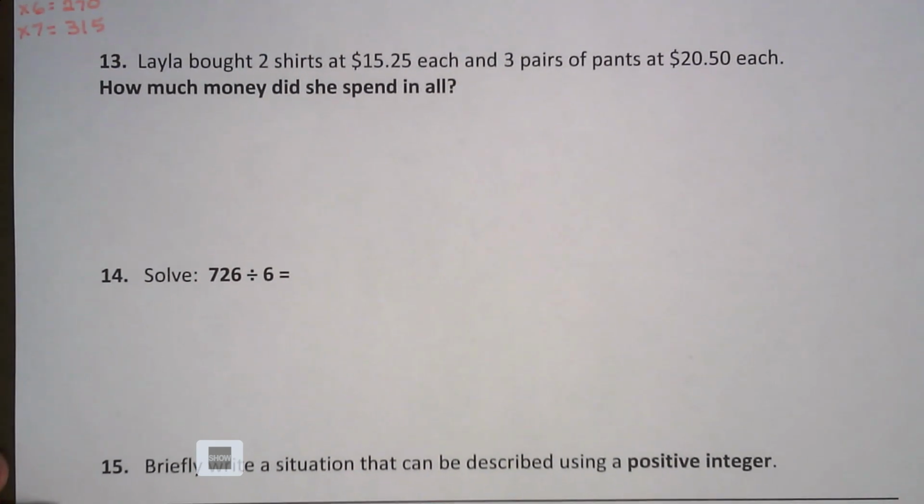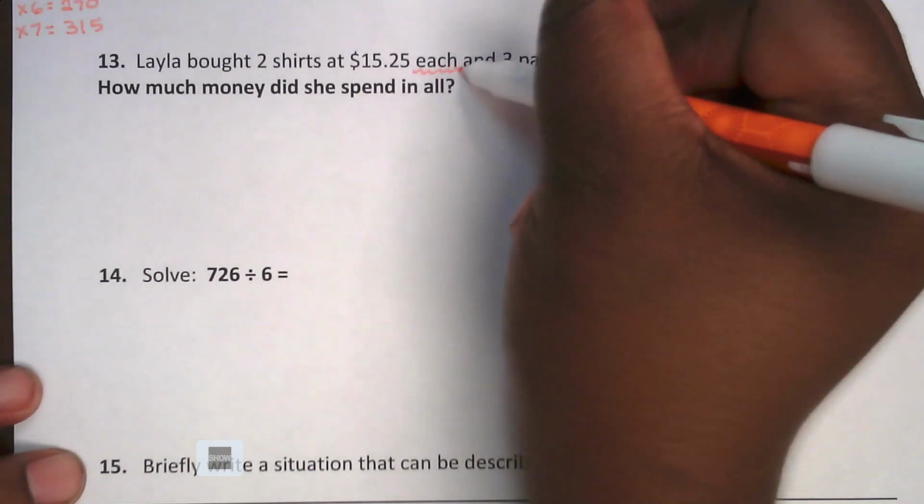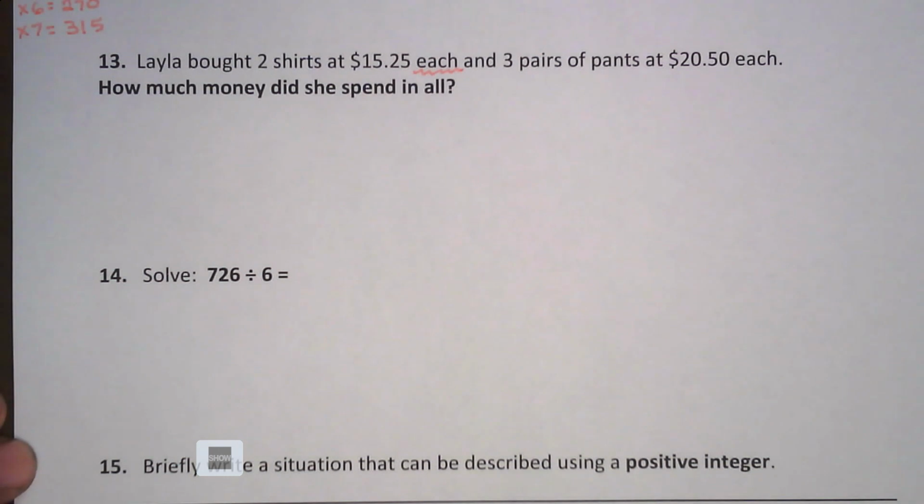Number 13, Layla bought 2 shirts at $15.25 each. And I'm going to squiggly underline that, each. And 3 pairs of pants at $20.50 each. How much money did she spend in all? Now, I squiggly underlined those eaches because I have to keep in mind that if I'm buying 2 shirts at 15.25, that means 15.25 and another 15.25. So not 2 shirts for a total of $15.25.